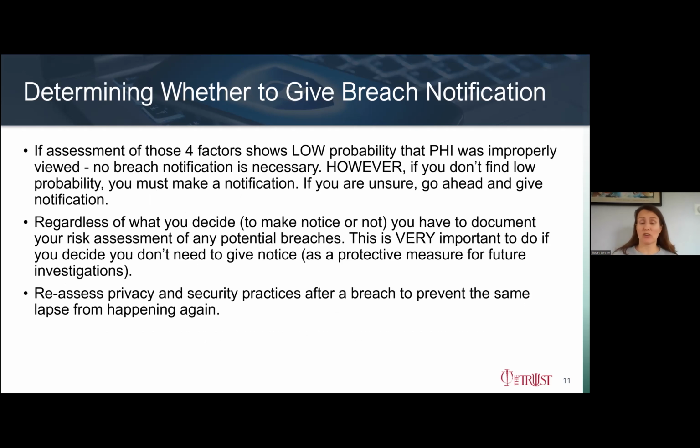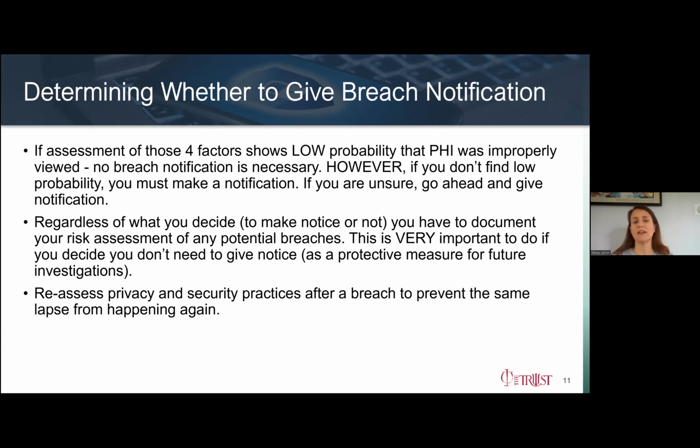Determining whether to give that breach notification, like I said, you have to look at those 4 factors. And if they show a low probability that the PHI was improperly viewed, no breach notification is necessary. However, if you don't find that low probability, you must make a notification. If you're unsure, I would recommend going ahead and making that notification.